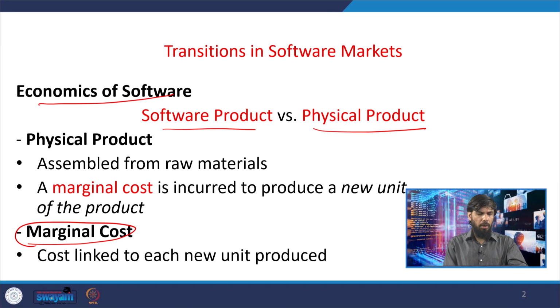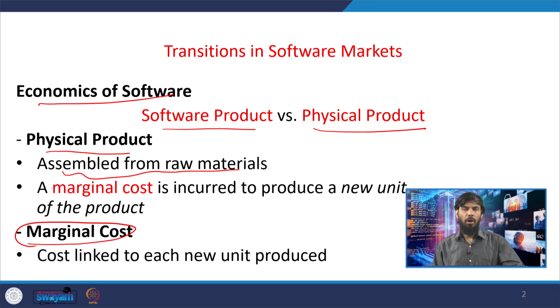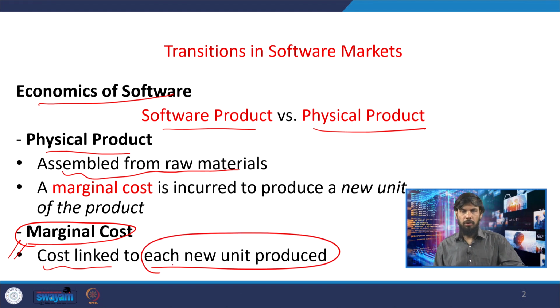So, when we talk about a physical product, essentially it is going to be assembled or manufactured from raw materials or different components that are part of it, right. Now, what is marginal cost here? So, marginal cost is cost linked to each unit produced, right. So, let us say we talk about a furniture and a new unit of furniture is to be produced. So, the cost that will go into producing that new unit of furniture, essentially we are referring to that as a marginal cost. So, we come back to the physical product. A marginal cost is incurred to produce a new unit of the product.